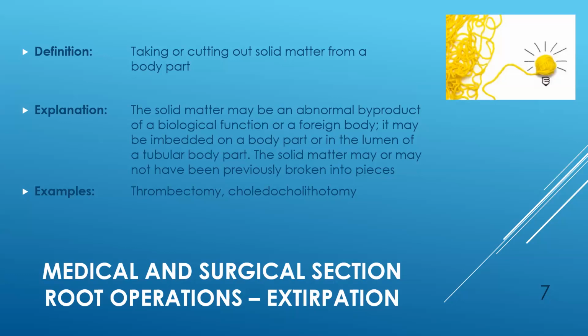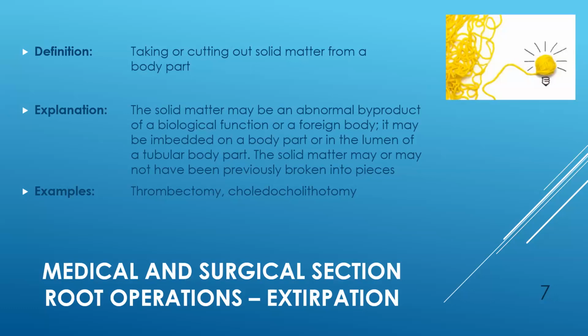So extirpation would be used for removing a foreign body. If you had a shard of glass under the skin and they extirpated it, that would be an example of extirpation. It may be embedded on a body part or in the lumen of a tubular body, like plaque in the case of arteriosclerosis. The solid matter may or may not have been previously broken into pieces, which would be fragmentation.